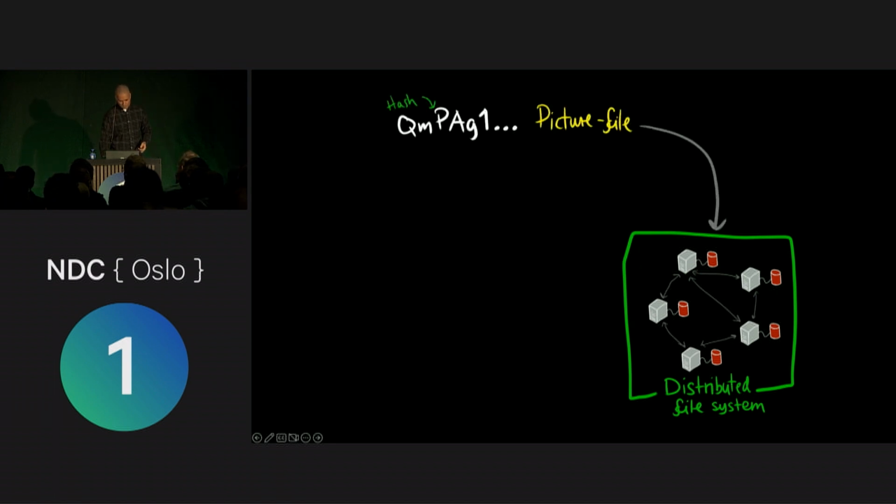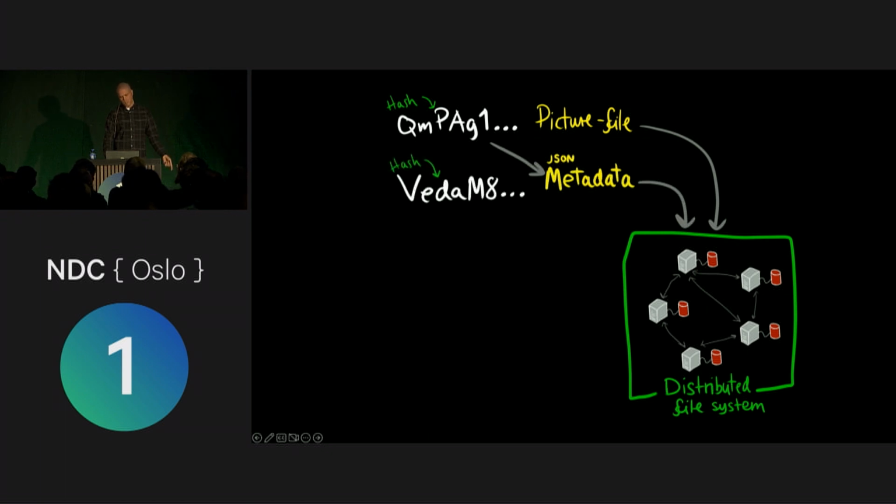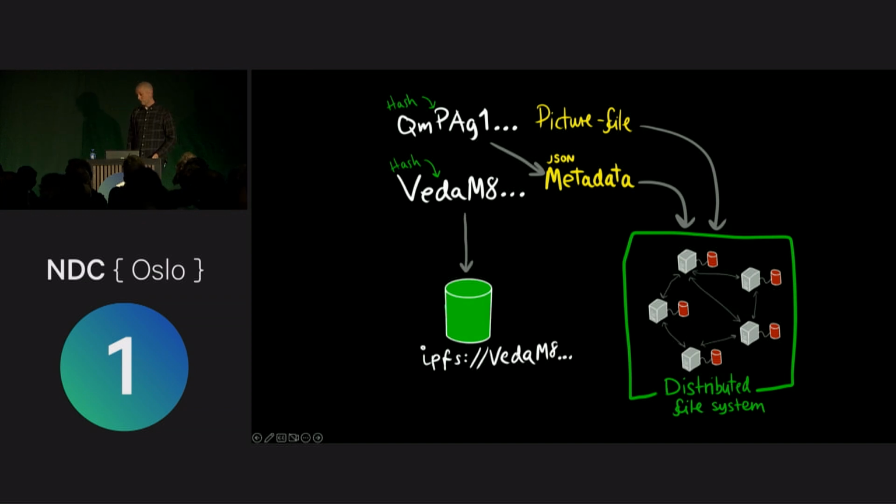Well, you take the picture file and you hash it, and you store the picture file inside the distributed file system. The hash is a unique key that represents that picture, so you can fetch that picture using that hash. Then you take that hash and put it into the metadata, and then you hash the metadata, and then you put the metadata into the blockchain. OK, problem solved, right?